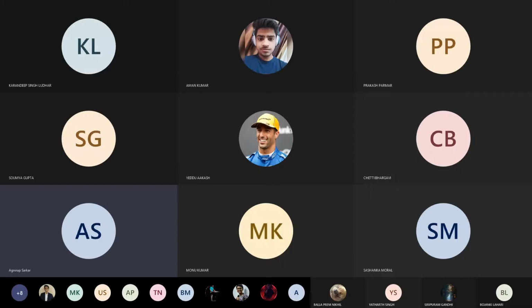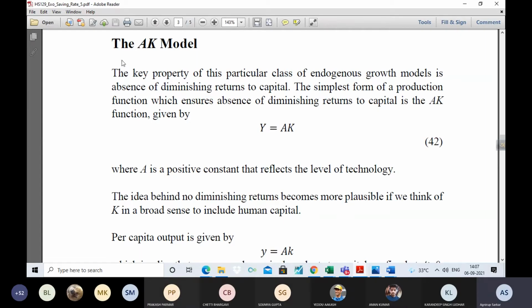This is the framework that we'll be looking into, right? We just got started with this model in the last lecture, if I remember correctly. Now, why do we need this model? A key property of this particular class of endogenous growth models is the absence of diminishing returns to capital.